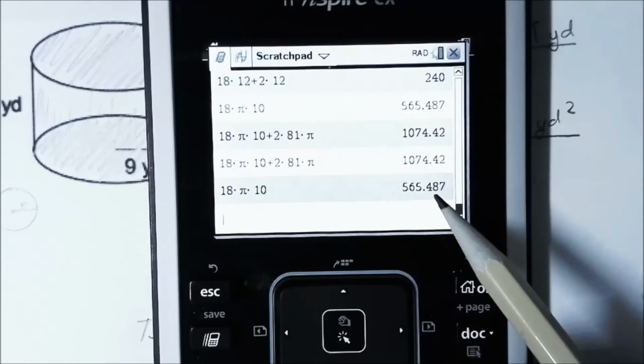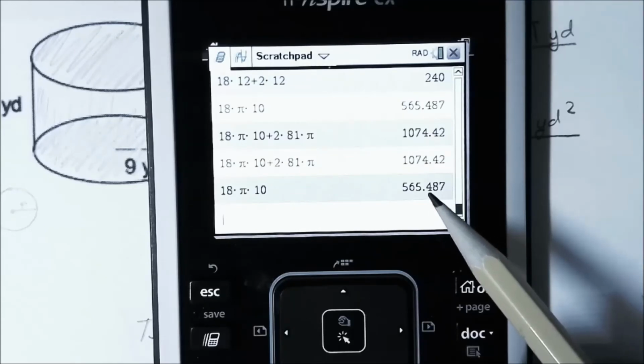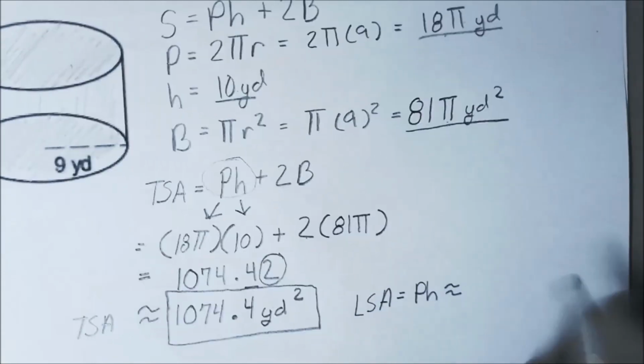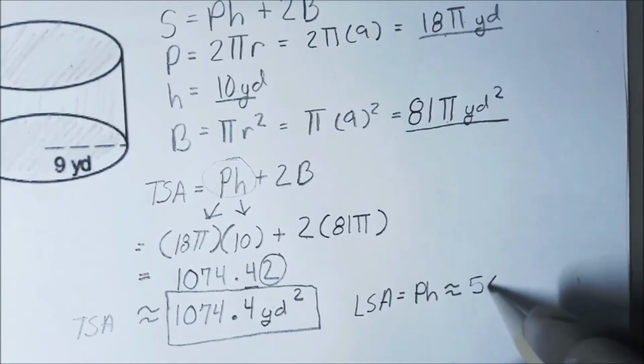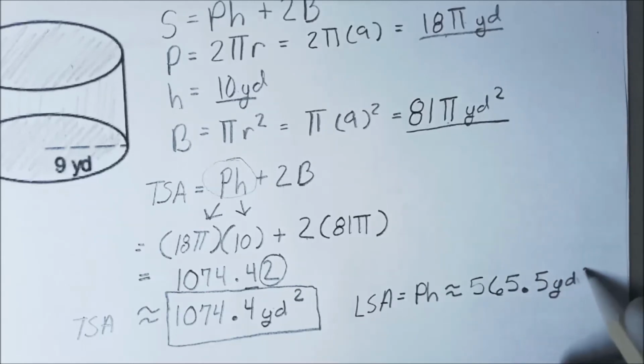So let's go ahead and do some rounding here, right? The 4, we just want that number. We want to know if it's going to change or stay the same. So if we look at the 8, 8 is greater than 4, right? And remember, if it's going to be 5 or higher, we're going to round up, so we need to turn that 4 to a 5. So we're going to say it's 565.5. So PH is 565.5 yards squared.